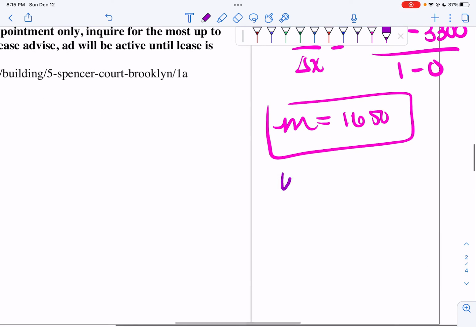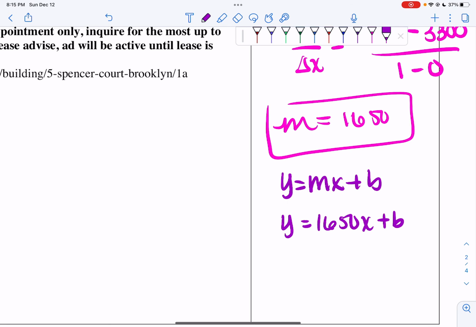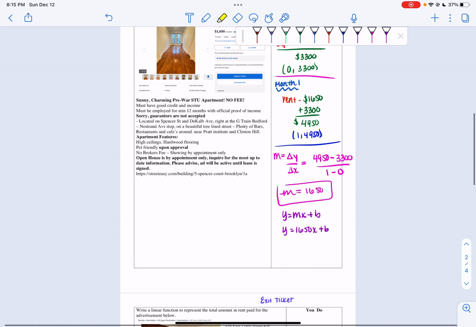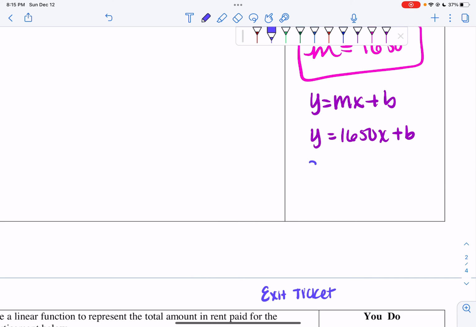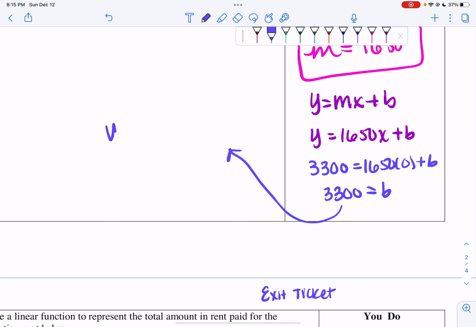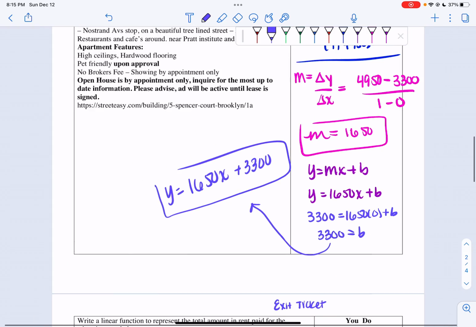Now I go to my equation of y equals mx plus b. So I have y equals 1,650x plus b. I'm going to use my point (0, 3,300). So my x value is 0 and my y value is 3,300. So I have 3,300 equals 1,650 times 0 plus b. Anything times 0 is 0, so I just get 3,300 equals b. Now that I know that, I can rewrite my equation as y equals 1,650x plus 3,300. And that is my final answer.